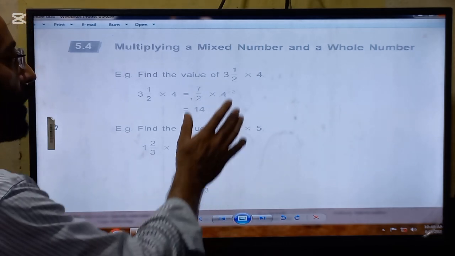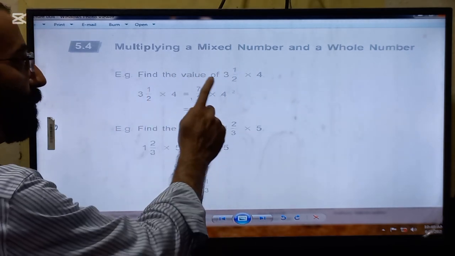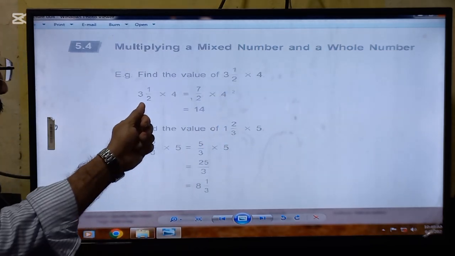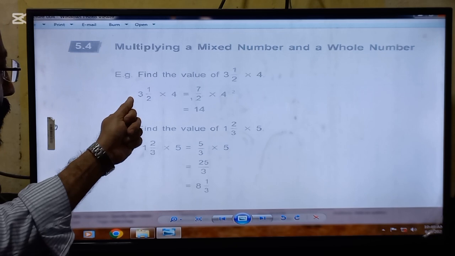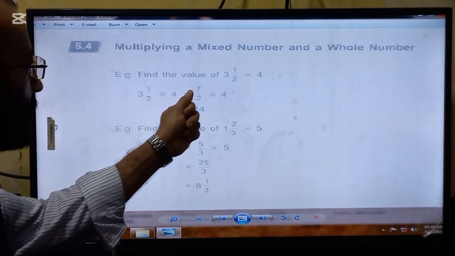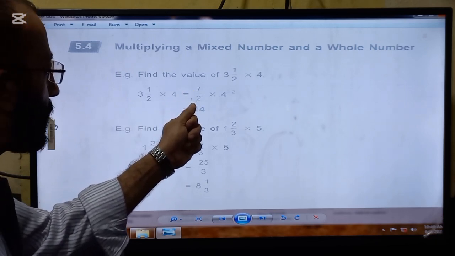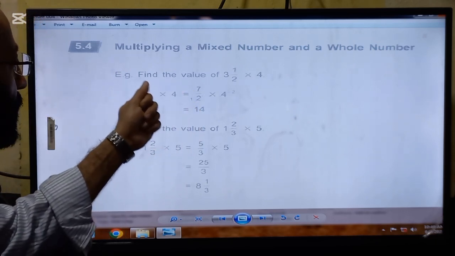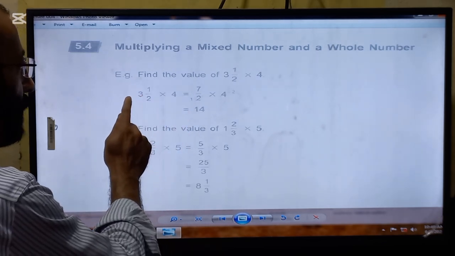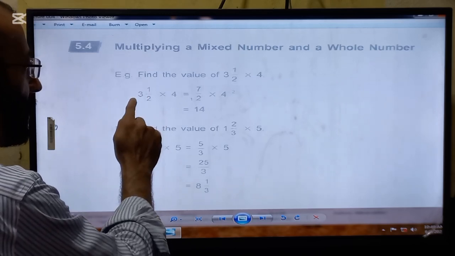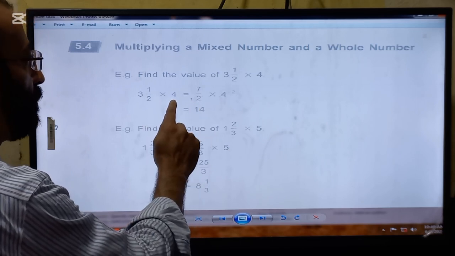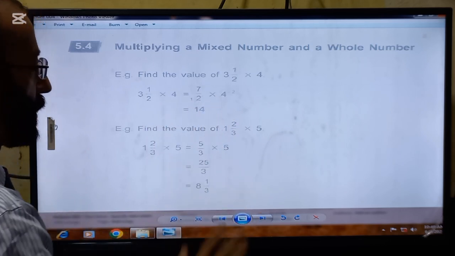So the method to solve this kind of question is to first convert the mixed number into an improper fraction. Look, the denominator will be multiplied with the whole number part and then the numerator will be added. So 2 3s are 6 plus 1 is 7. The denominator will remain as it is. This is the method to convert the mixed number into an improper fraction. The multiplication by 4 will remain as it is.